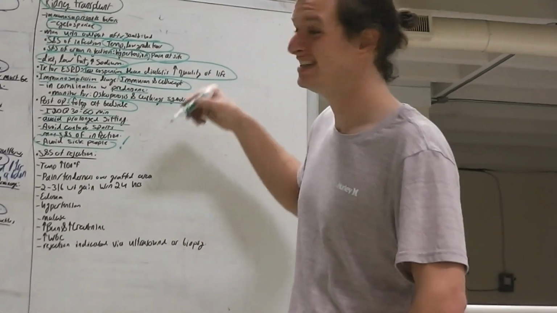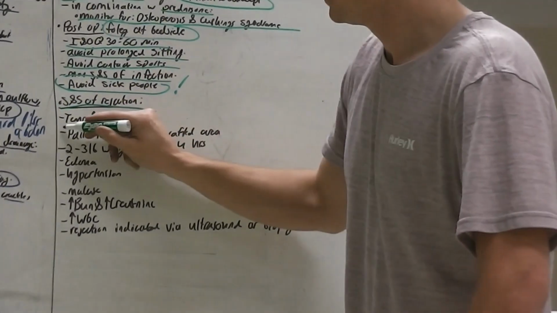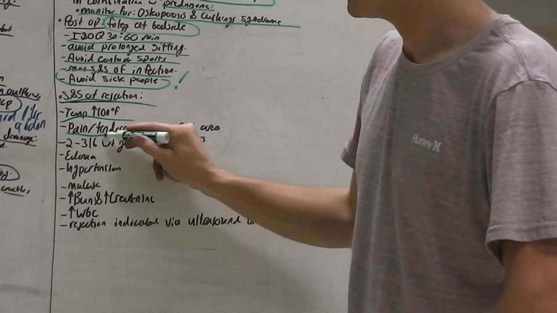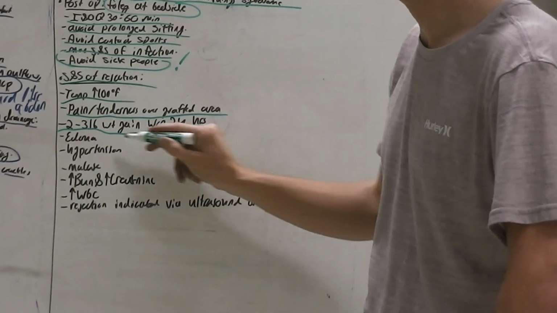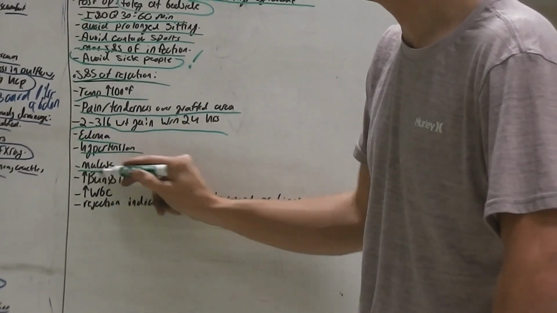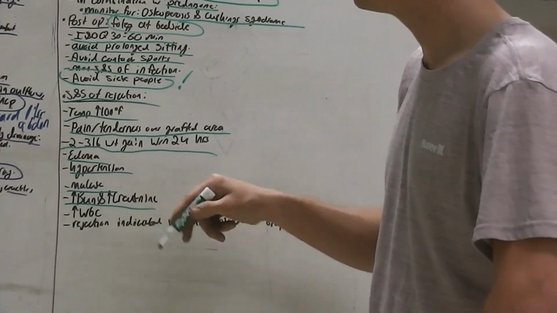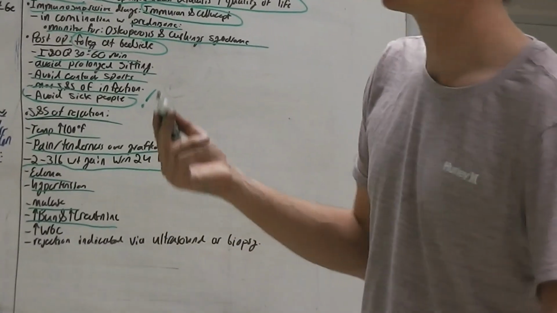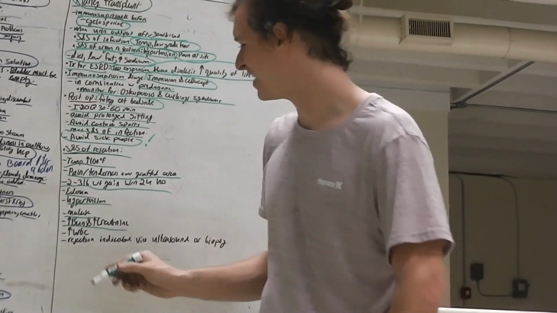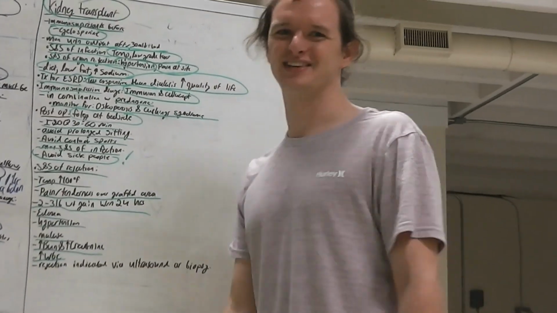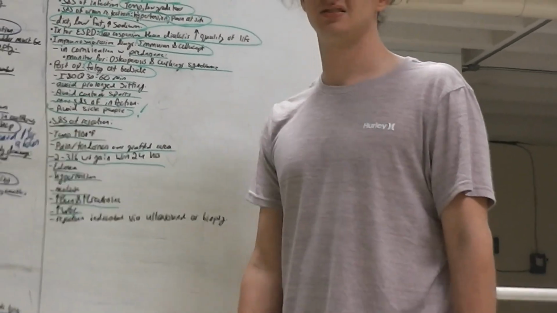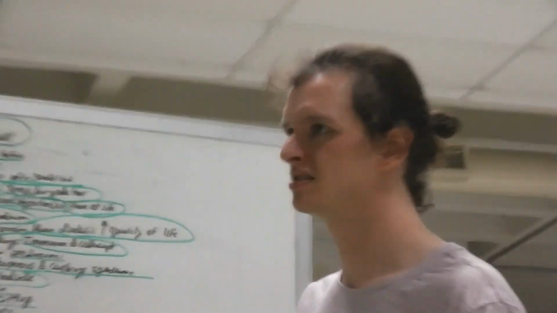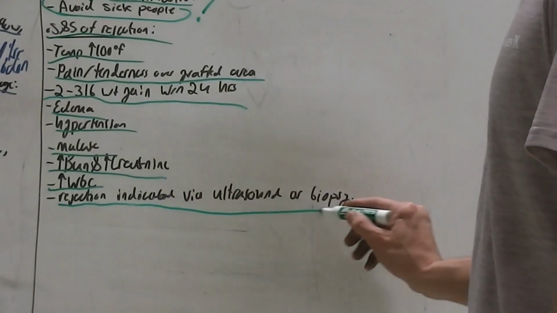Signs and symptoms of kidney transplant rejection: temperature over 100 degrees Fahrenheit. Pain and tenderness over the grafted area. A 2 to 3 pound weight gain within 24 hours. Edema, hypertension, malaise. Increased BUN over 20, increased creatinine, which is over 1.3. Increased WBCs, over 10,000. Rejection is indicated via ultrasound or biopsy.